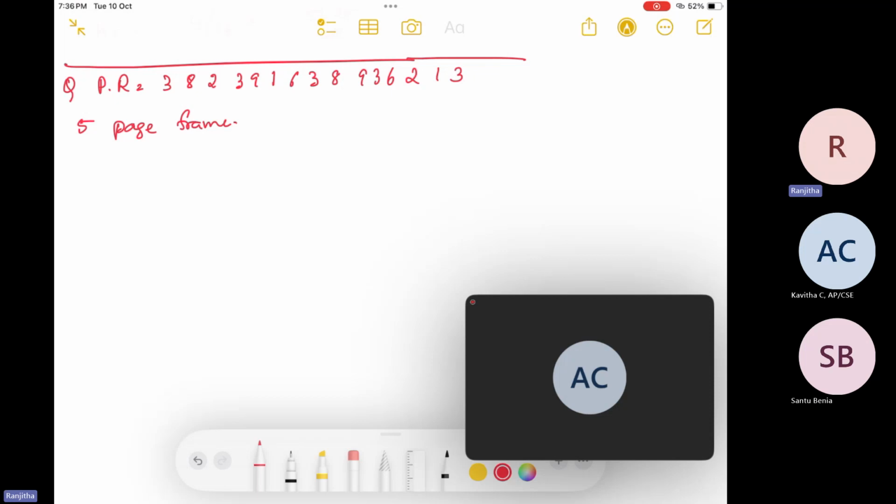So let's see the number of page faults. Okay, so 5 page frames. So this 5 will come to memory. 3 is referred. It will be a page fault, but a free frame will be there. So without replacement, 3 will be brought in. 8 is again a page fault. Without replacement, it is brought in. 2 is also a page fault, brought in without replacement. 3 is already referred. Then 9 is brought in, and 1 is brought in.